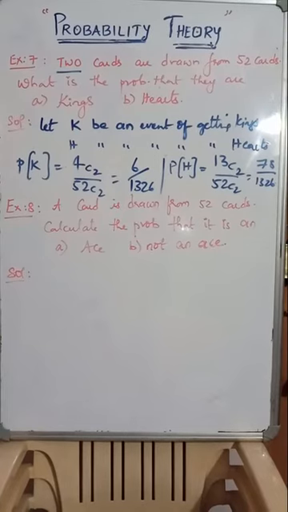Look at this. A card is drawn from 52 cards. What is the probability that it is an ace card? As you all know, king, queen, jack, ace and 2 to 10 numbers, each card has 4, right? So heart symbol has 13 cards, diamond symbol also 13, club symbol also 13, and spade symbol also 13 cards. Now how many ace cards will be there? 4. So straight away we can write it.